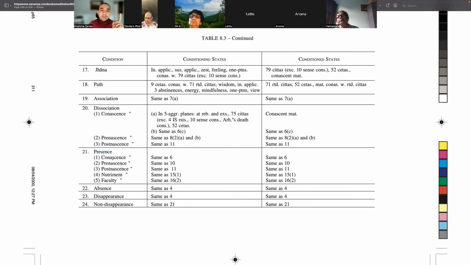Under connascence, right? The fact that the Mahabhutas remain without disappearing is what allows the prolongation of the derived matter, which is the non-disappearance condition. Does that make sense? Yes. Presence, the fact that the Mahabhutas are present, allows the derived matters to come into being and remain.